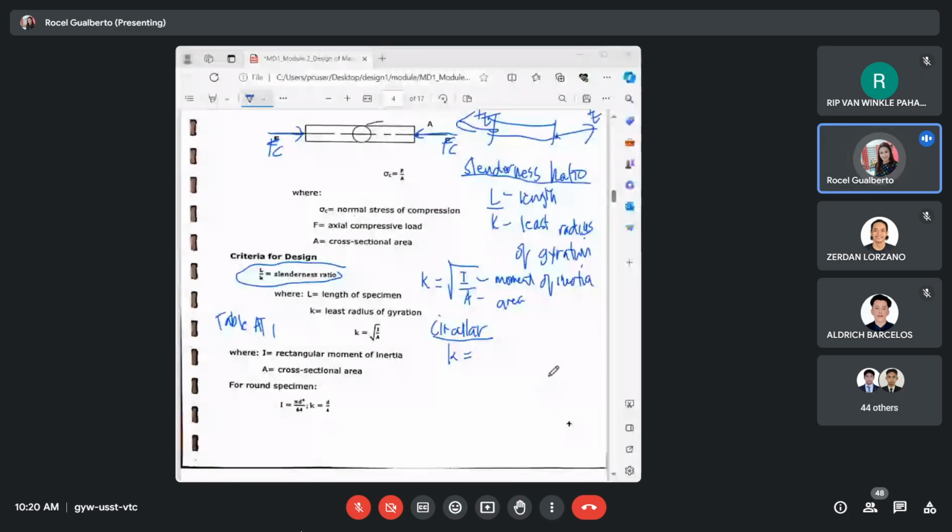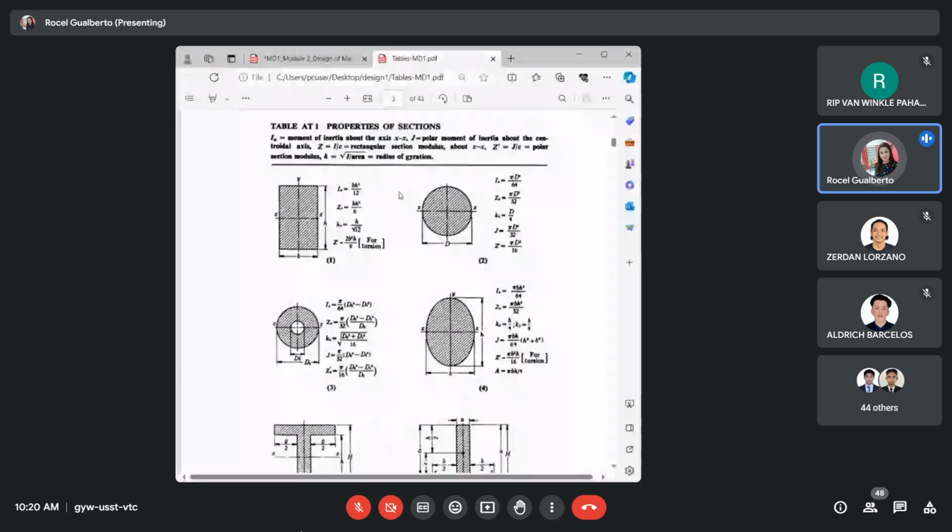Okay, so this is our table 81. So yun po, ito yung iba-iba natin na cross-section. And then from here po, pwede po nating makuha yung value ng I. Halimbawa po, this is the circular one. You have here po the value of your I. So tama po yung sinabi kanina ni Aldrich. We have there pi d to the fourth divided by 64. Okay, sorry po yung value.